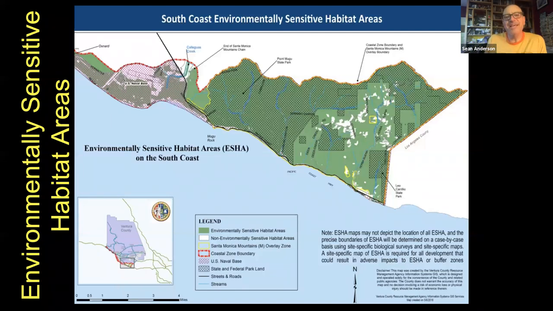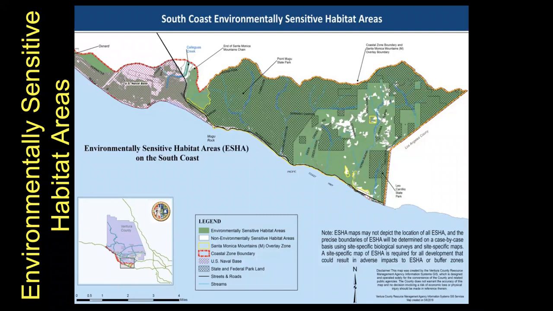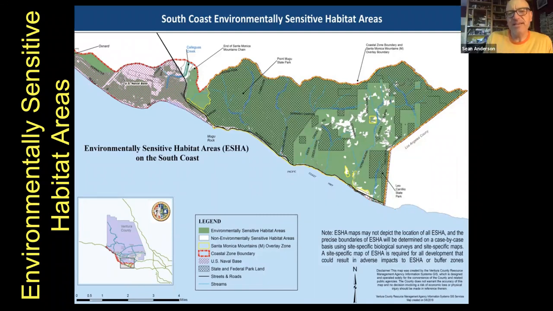This is so-called ESHA. Rarely do people say the full name here. They'll just use the acronym, E-S-H-A, and that's environmentally sensitive habitat areas. This is a designation under the California Coastal Act. Again, we're not going into depth yet about the Coastal Commission, but this is another Coastal Commission related thing.